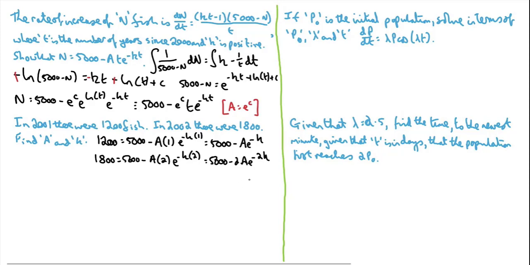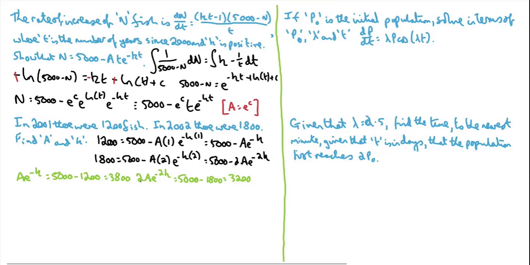Now, what to do with these? Well, we can rearrange these to make the a and ek terms the subject, so add those over onto the left-hand side and minus the 1,200 or the 1,800 onto the right-hand side. Basically how we made n the subject above. So we'll end up with a e to the minus k equals 5,000 minus 1,200, which is just going to equal 3,800. And then 2a e to the minus 2k equals 5,000 minus 1,800, which will just equal 3,200.